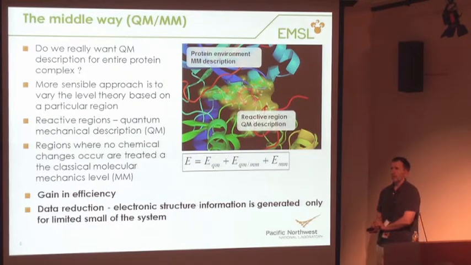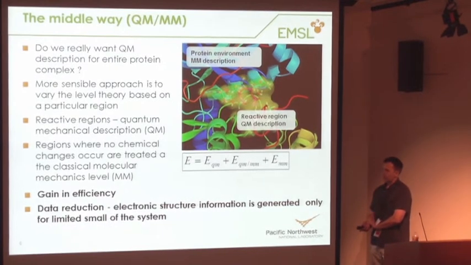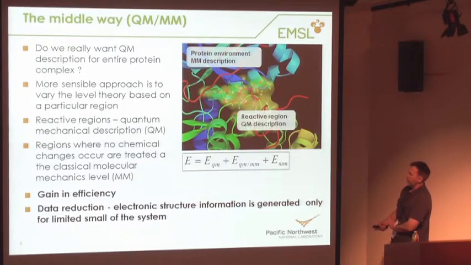So it's natural to try to restrict the quantum mechanical description to the regions where it's important and use the molecular mechanics for the rest. This gives rise to the QM/MM methodology, which you may have heard about. By using this combined or hybrid description, you gain immediately in efficiency, and you also achieve some data reduction that makes it easier to interpret the simulation.